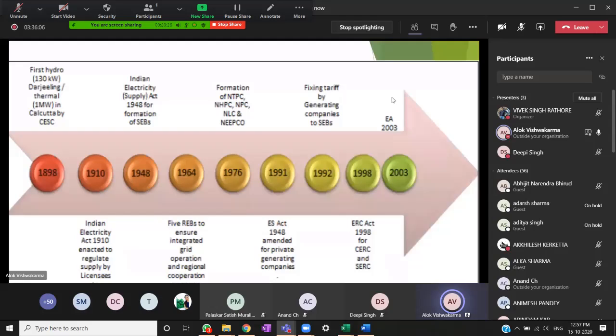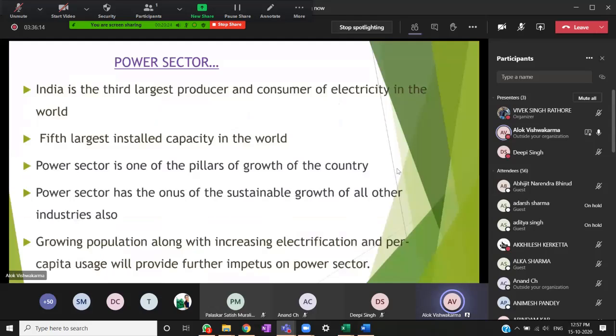So this is how the power sector has evolved in India, and at present, India is the third largest producer as well as consumer of electricity in the world. Our ranking is third, and if you see installed capacity wise, we are fifth. So though we are fifth capacity wise, we are producing at third number. And power sector is one of the pillars for the growth of the country, because many other industries are dependent upon electricity to have sustainable growth. And in the scenario of growing population and increasing rural electrification, per capita consumption is increasing year by year. This will further put focus on the power sector, and growth will be very, very high.